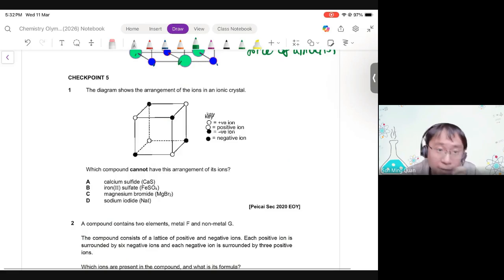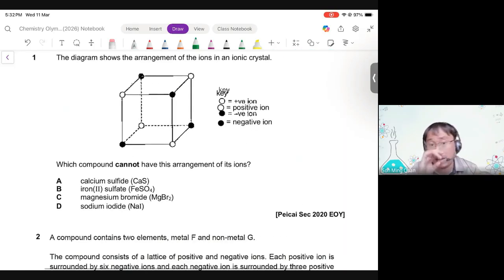Now, how is this important? You realize that for pure chemistry, there are many questions like these. My fourth flourish students, you should be familiar with this by now, right? So this is a common MCQ in pure chemistry. I've shown you the arrangement of the ions in an ionic crystal. Ionic crystal means ionic compound, right? So another way to say this is ionic lattice. So which compound cannot have this arrangement of its ions?